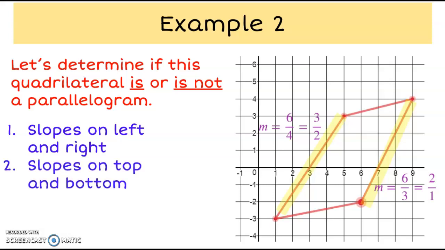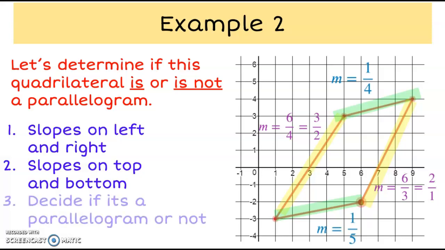Let's continue on the top and the bottom. Our slope on the top is up 1 over 4. Our slope on the bottom is up 1 over 5. These are also not the same. Now we can decide if it is or is not a parallelogram. The left and the right are different. The top and the bottom are also different. We know that this is not a parallelogram.